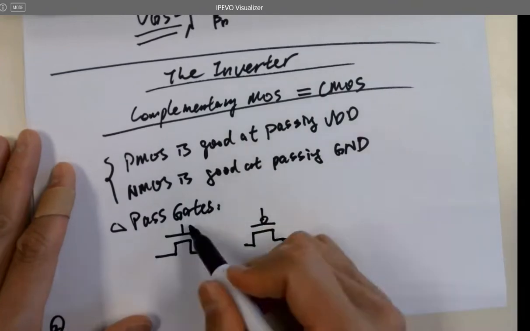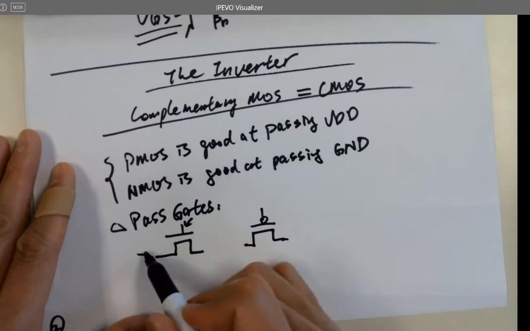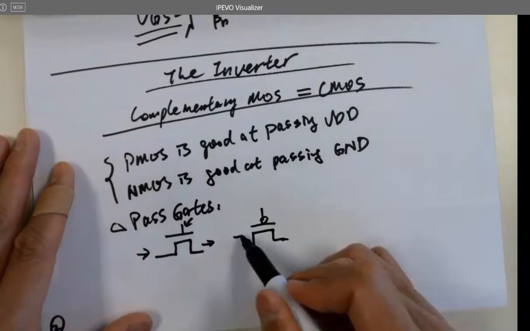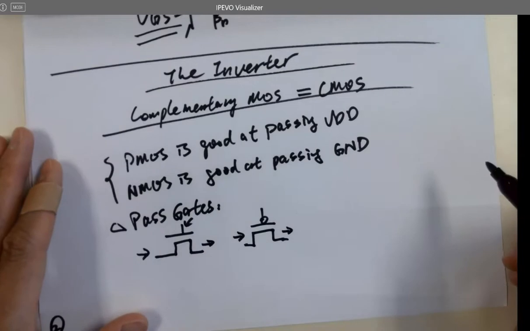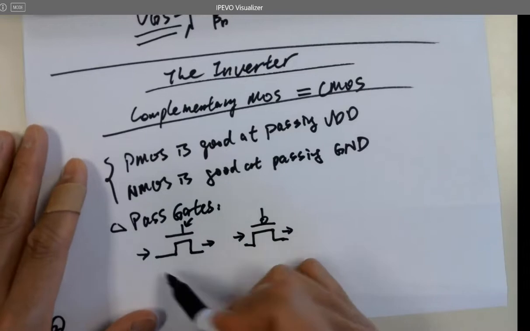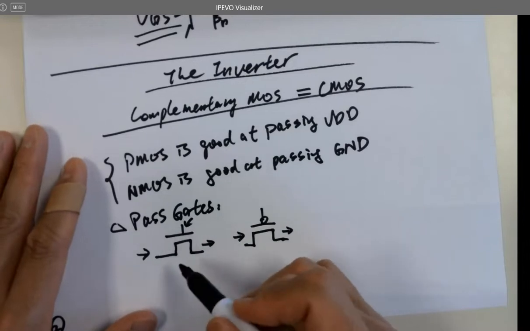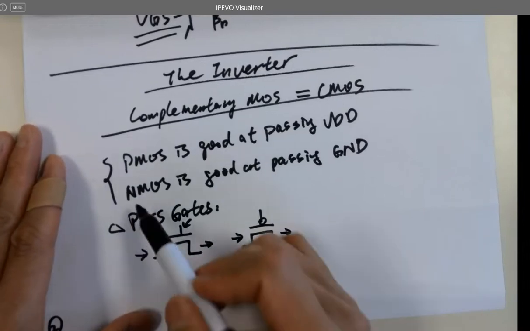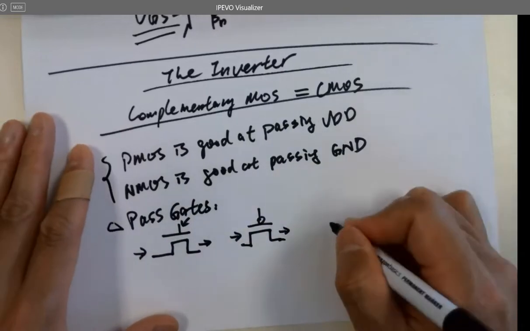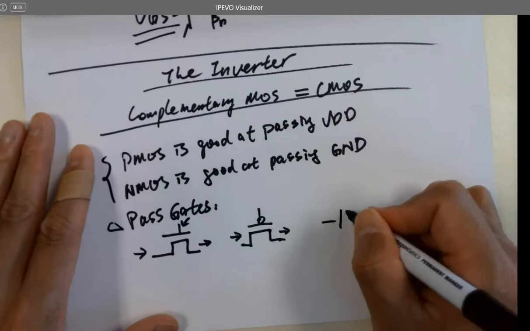Okay, you turn this on like a switch. You turn it on, it passes something here to here. So we're talking about the voltage potential, right? So now let's see if we use the NMOS to pass a zero, because I just told you NMOS is good at passing ground. And now let's see why it is pretty good at passing a ground.